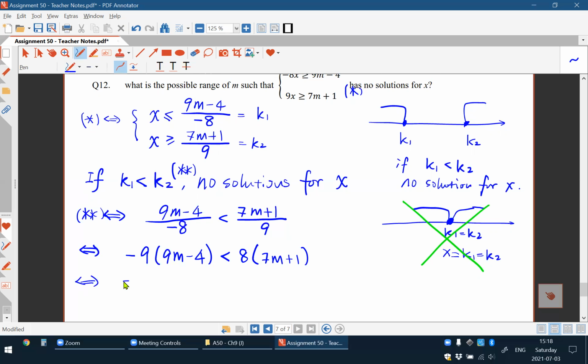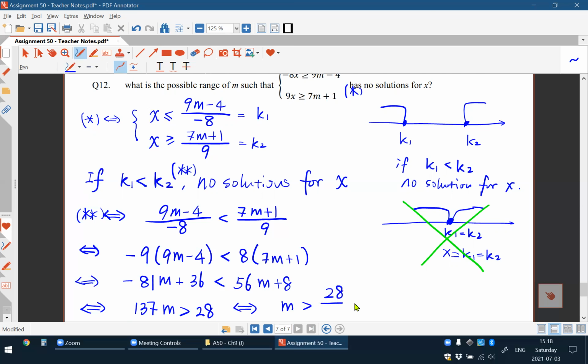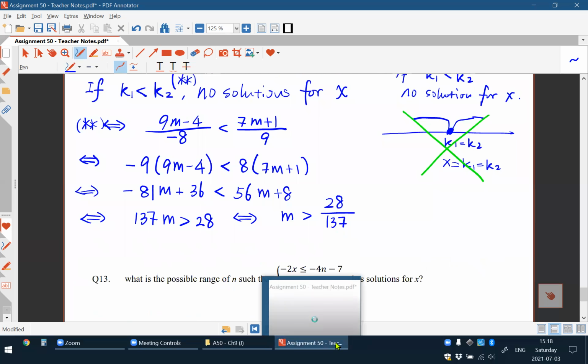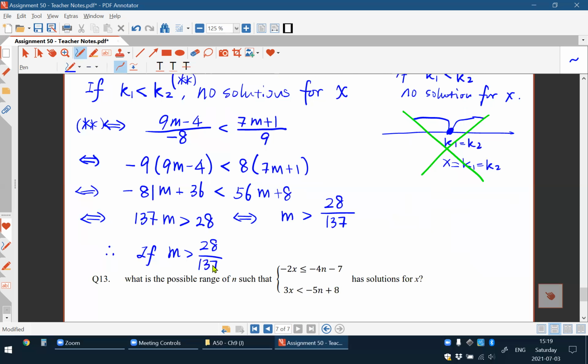And this is equivalent to minus 81m plus 36, smaller than 56m plus 8, right? And this is equivalent to 137m greater than 28, right? Which is equivalent to m is greater than 28 over 137, right? So the final solution is: if m is greater than 28 over 137, there is no solution for x.